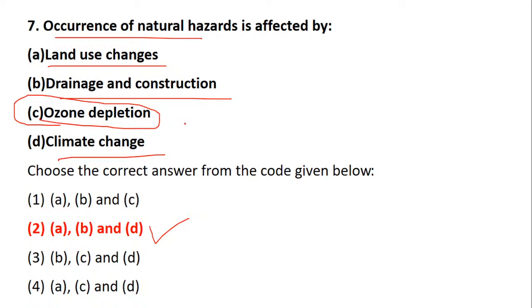Direct or indirect result due to human activity for the danger. That is how the answer will be option A, land use, option B, drainage, and option D, climate change. Is it clear with everyone? You have not read the question correctly.